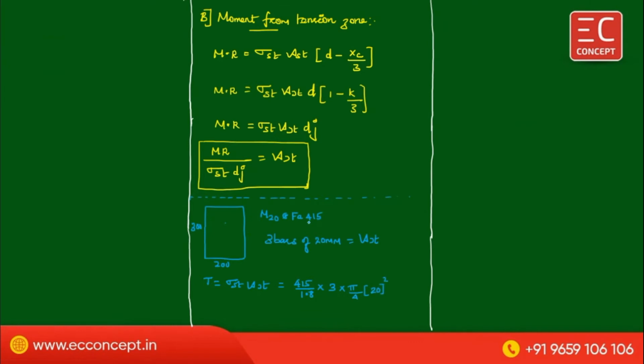You know, for this Fe 415, sigma st is approximately 230. That means 415 divided by 1.8, so I'm directly putting 230 here. If you calculate it, you will get approximately 216769.89 Newton. This is the tension.